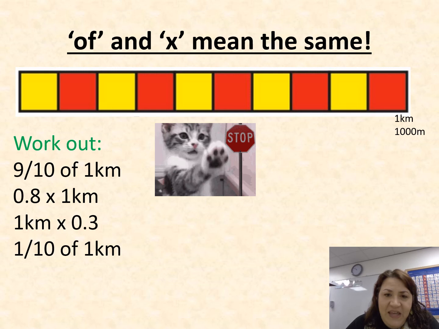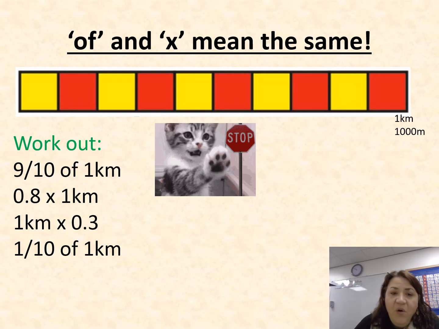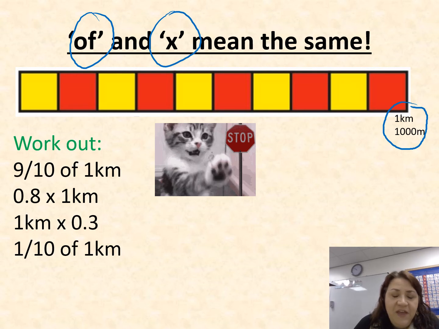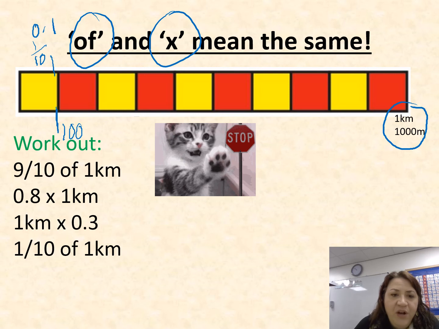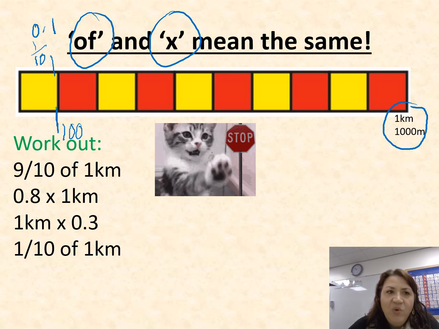Okay, pause here and see if you can work out these. Now they are all different, but they're all with kilometres, so they're not going to be the same answers. I want 4 different answers this time, okay? But you are working with kilometres. Of and multiply mean the same thing, so don't let the of and the multiply confuse you. It just means the same thing. What I will help you out with is that there are 10 sections. So 1,000 divided by 10 is 100. So each of these sections is worth 100. So that would be 0.1 or 1/10, and that's worth 100. So I'll help you out with that bit. So pause and have a go at these.